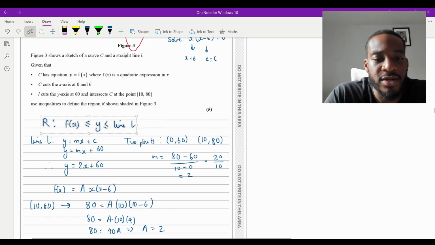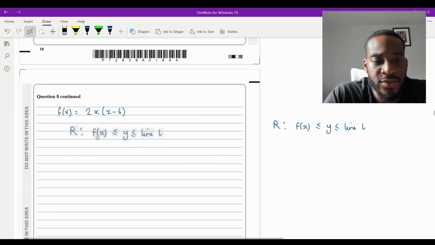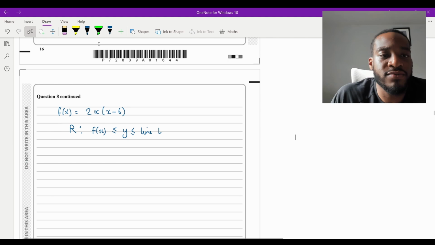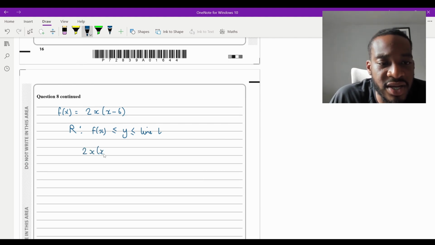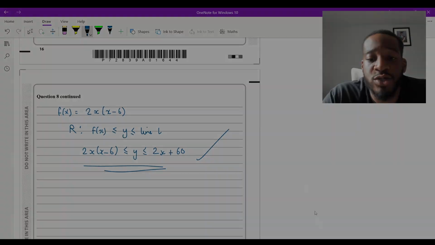So put this here, paste this here. So therefore the answer for the region defined, right, is going to be 2 and then x minus 6, and then less than or equal to y, and then less than or equal to the line L, which was 2x plus 60, isn't it? And that's it, and that will give you the 5 marks, and that's question 8 finished.